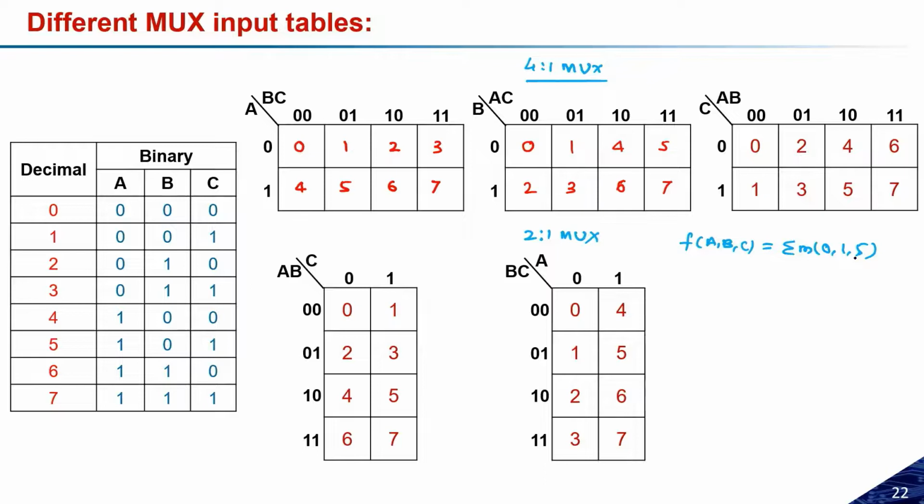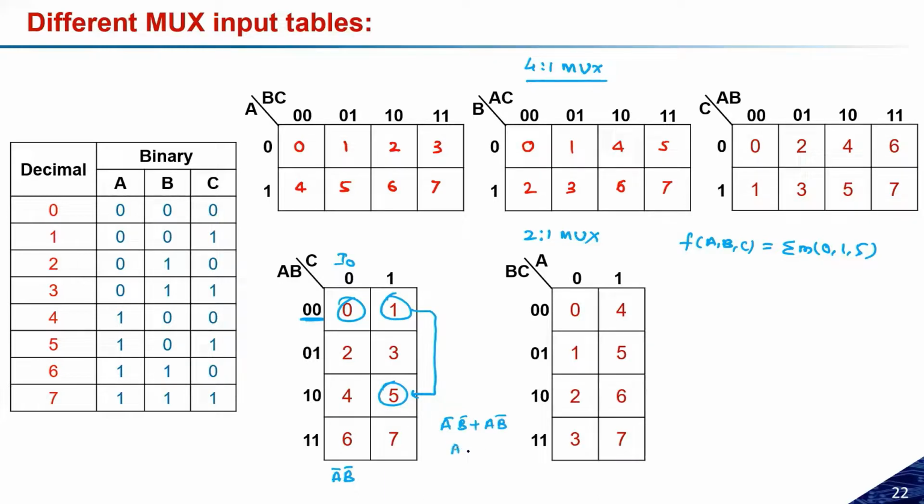Now, if I have to design the same function with the help of 2:1 mux, then what will happen? How will it be designed? Let us try to see here. 0, 1, 5 here. If you see here, the input to the mux will be like this. The I0 will be connected to A bar B bar. And I1 will be connected, if you simplify these two, what will be the function? A bar B bar plus A B bar.